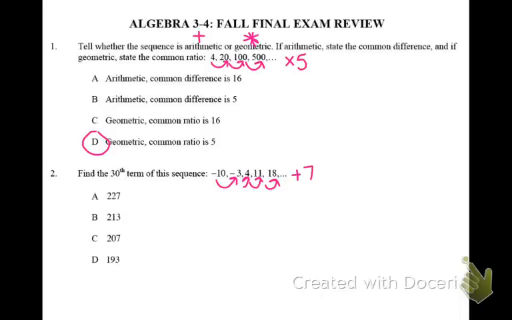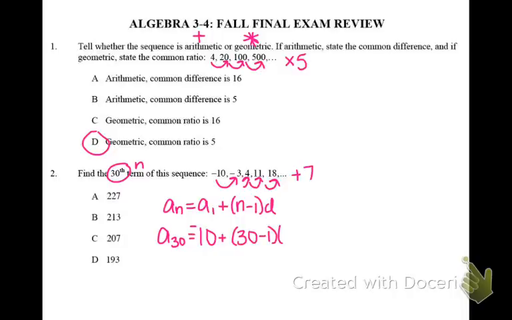So you have an explicit formula for the arithmetic sequence. It is AN equals A1 plus n minus 1 times D. We're trying to find the 30th term, which means 30 is n, because n always corresponds to the term number. I know my first term is -10, plus 30 minus 1 times your common difference, which is 7, since you're adding 7 every single time.